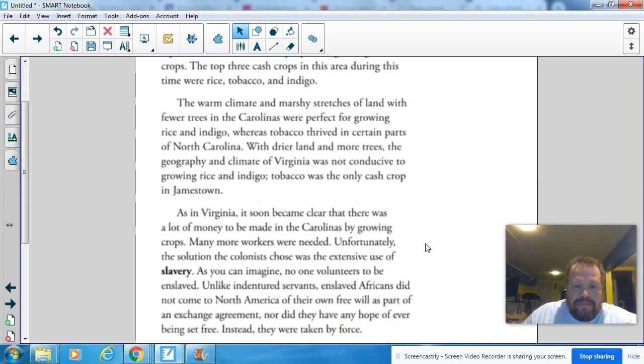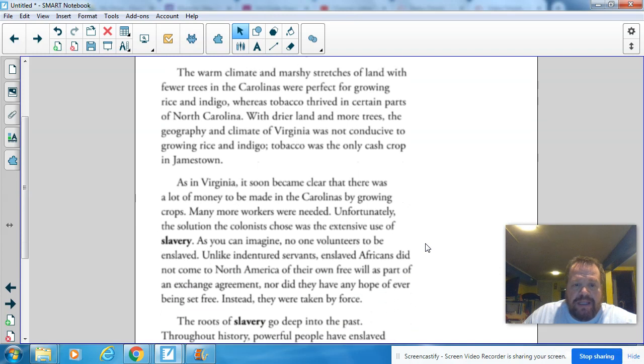As in Virginia, it soon became clear that there was a lot of money to be made in the Carolinas by growing crops. Many more workers were needed. Unfortunately, the solution the colonists chose was the extensive use of slavery. As you can imagine, no one volunteers to be enslaved.